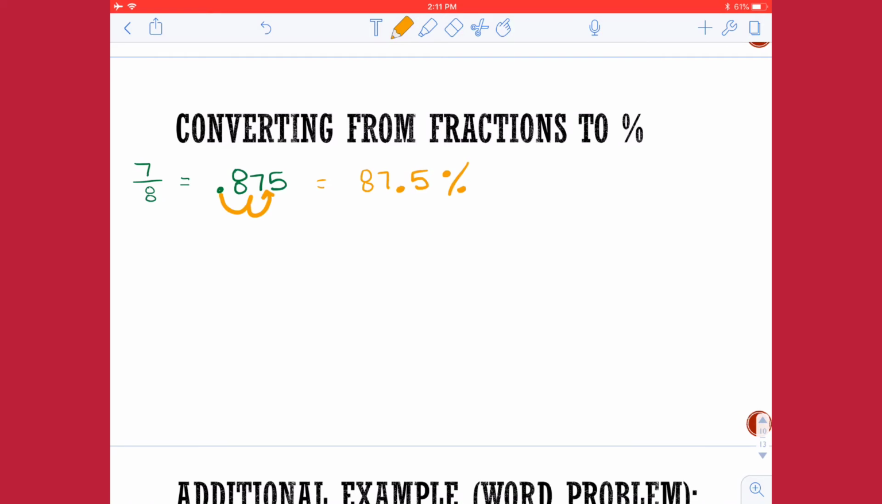And don't forget to write your percent sign. Very, very important, right? You can't just change a number without having purpose as to why you changed it. And our purpose here is to convert it to a percent. So you need that percent sign.